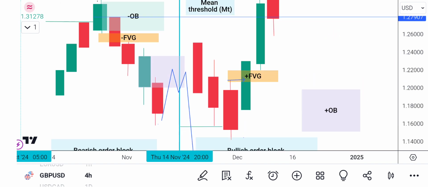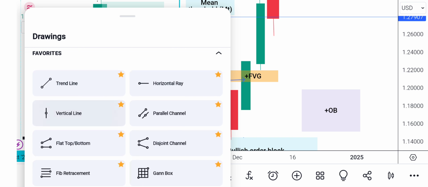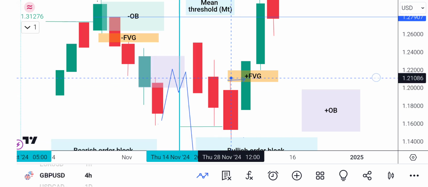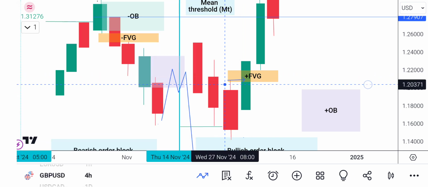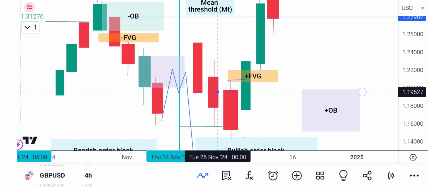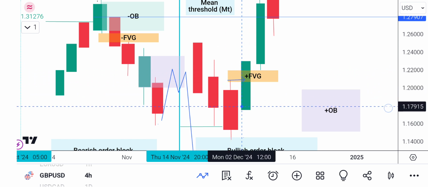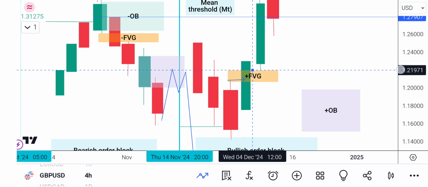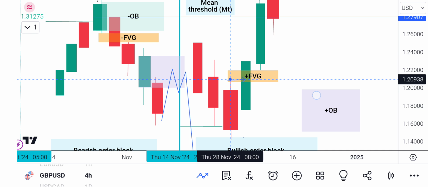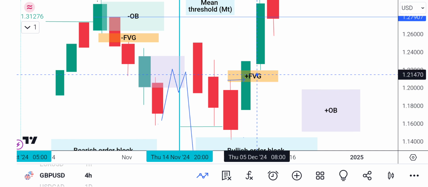And then what is the third criteria? It must contain a fair value gap to make it high probability. Now there should be a fair value gap here above this candle. This candle should trade above this candle, and then the next candle that opens should not trade below here, okay? It should form a fair value gap to make it a very high probability order block.